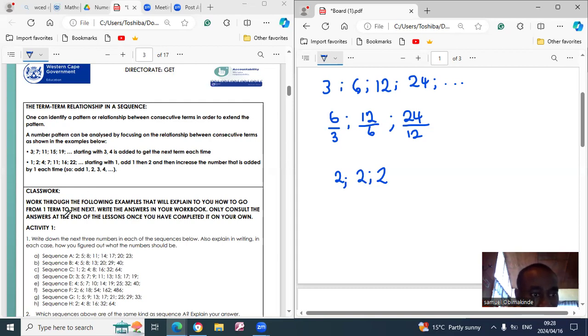So this is our first activity. We have to walk through the following examples that would explain how to go from one term to the next. Write the answers in your workbook. Only consult answers at the end of the lesson once you have completed it on your own. So I will work some examples for you, and you will have to work the other examples.